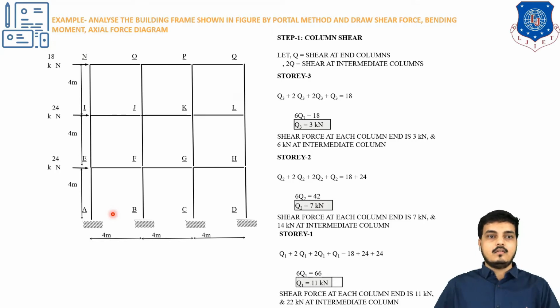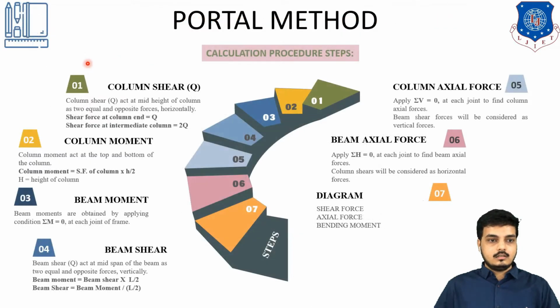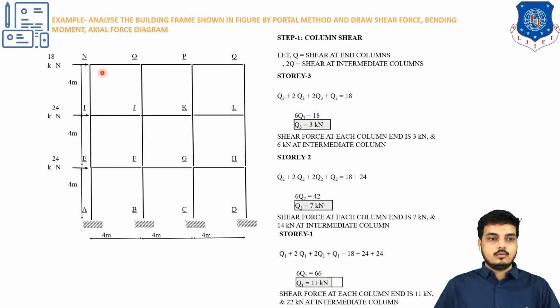Now let's start our example. Our first step is using column shear. In the previous slide you saw that the first step is column shear Q, and at the end it is only Q, and at the intermediate it is 2Q. So for this one we will consider the Q value, and for this and this we will consider 2Q. This is a step. We will be starting from top to bottom.